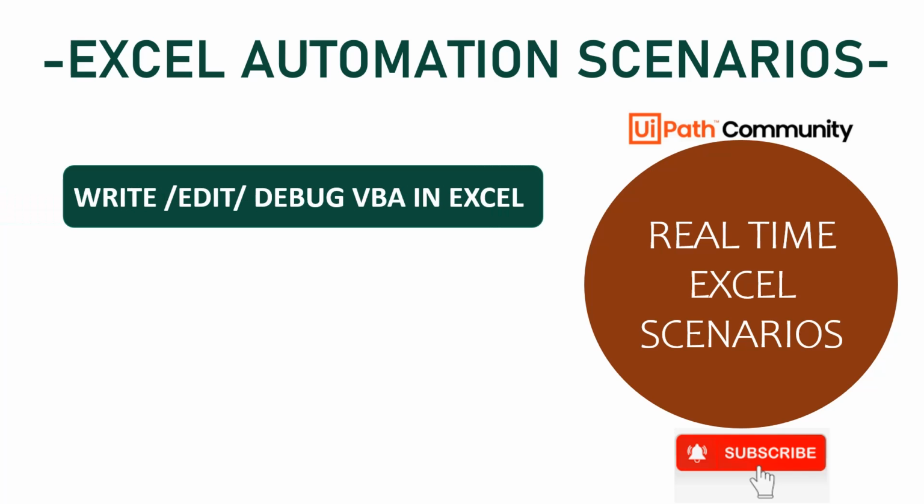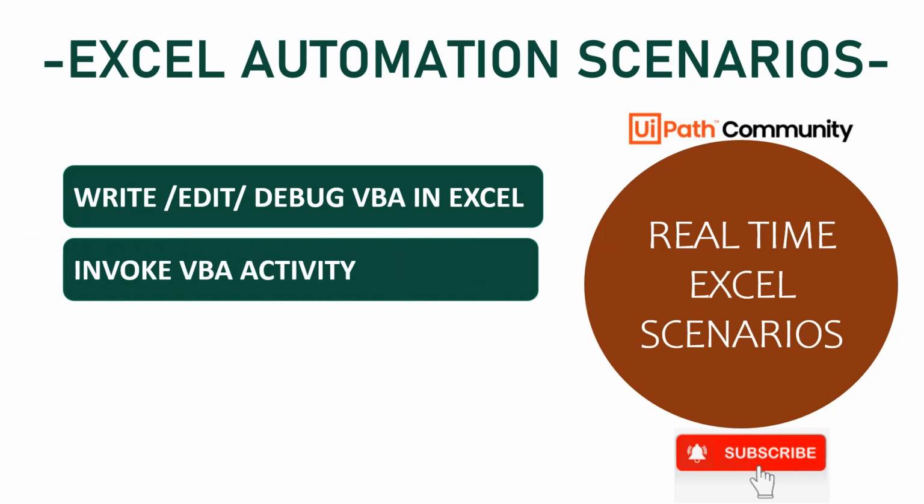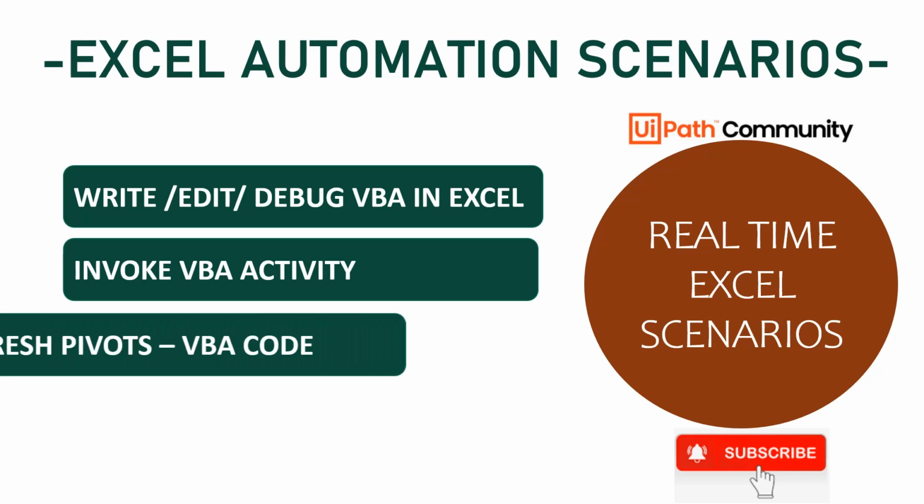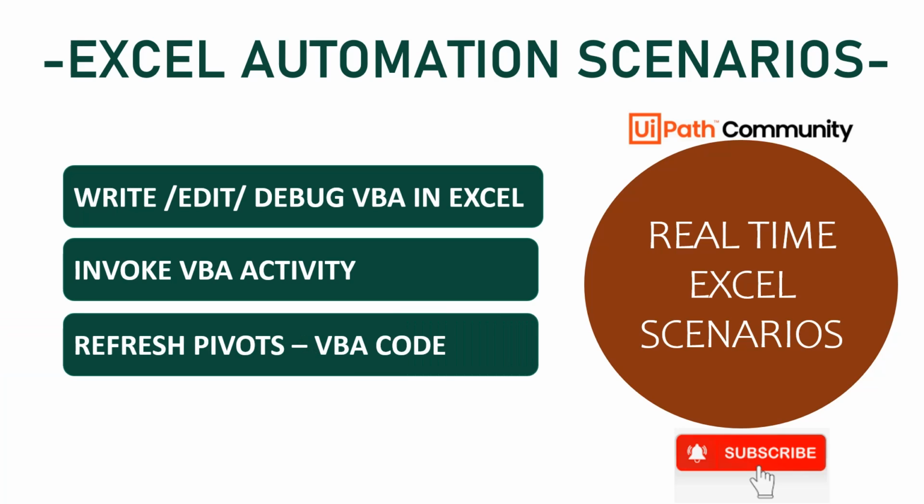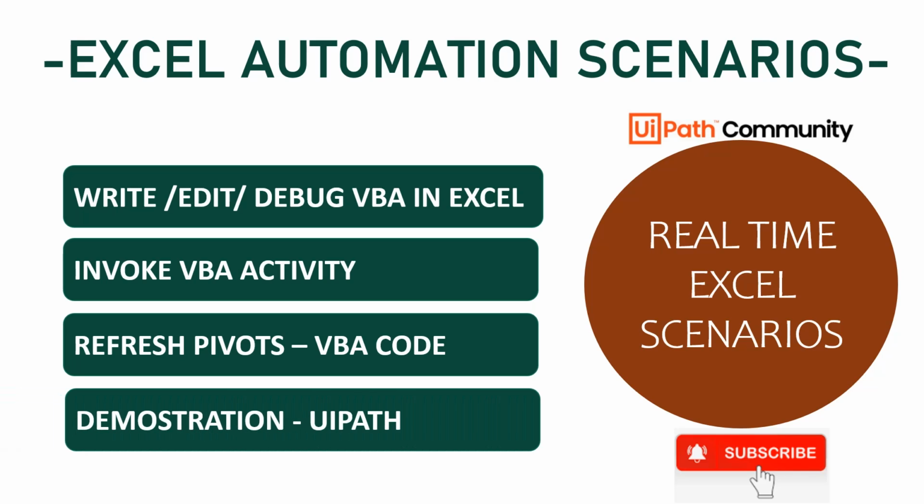Today we are going to see how we can write, edit and debug a VBA in Excel. Post that, we'll see how we can use the Invoke VBA activity in UiPath Studio. After that, we will see how we can refresh the pivots with the help of VBA code. So this is the second video. In the first video, we have seen how we can refresh the pivots with the help of send hotkey and UI automation. And all of this we are going to see with the help of our demonstration.